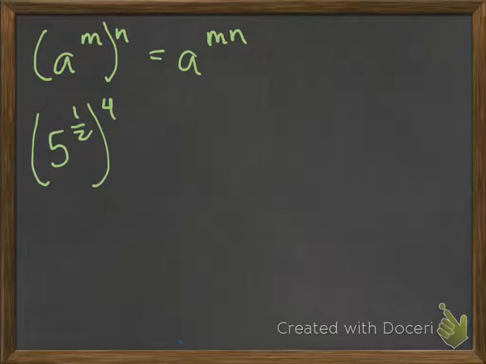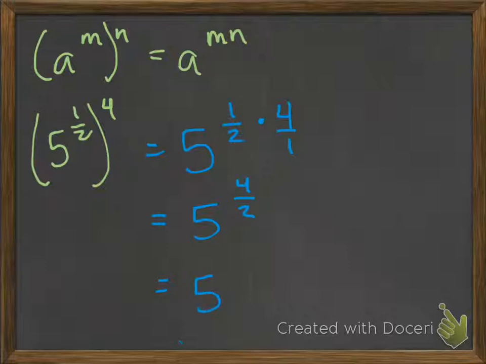So here my base is 5, and I'm raising it to the 1/2 power raised to the 4th power. If I follow this property, I keep the 5 and I multiply my exponent of 1/2 times the 4. And we can think of this as 4/1. And when I multiply fractions, you multiply straight through top and straight through bottom. So this means it's 5 raised to the 4/2 power. And 4/2 can be simplified to 5 to the 2nd power. So my final answer here is 25.